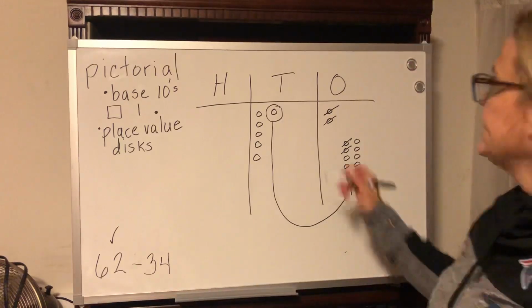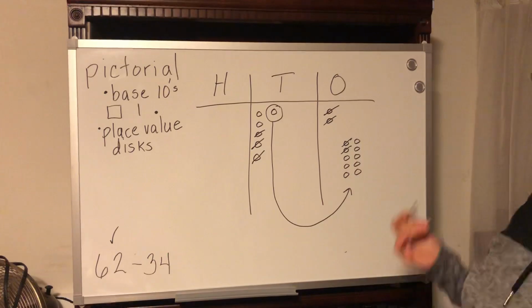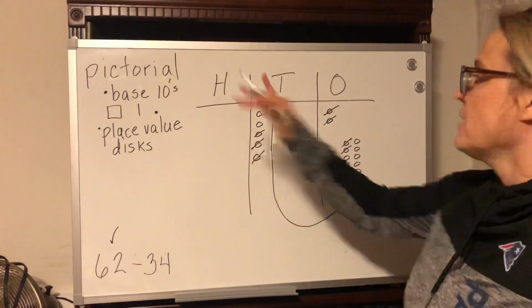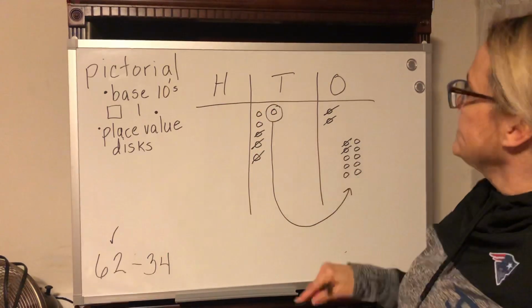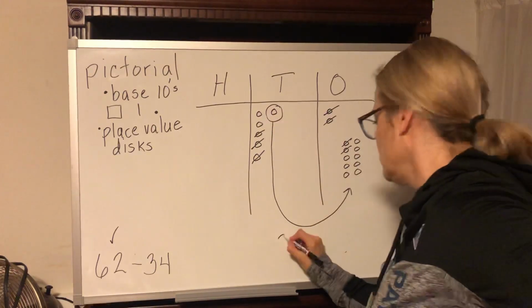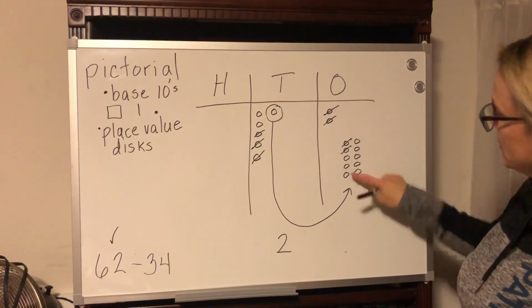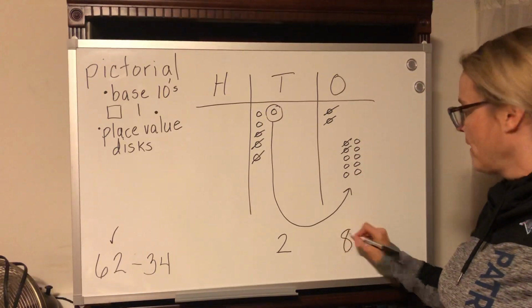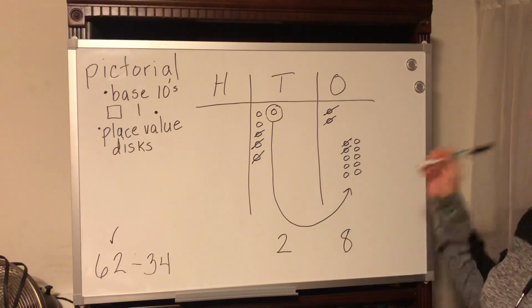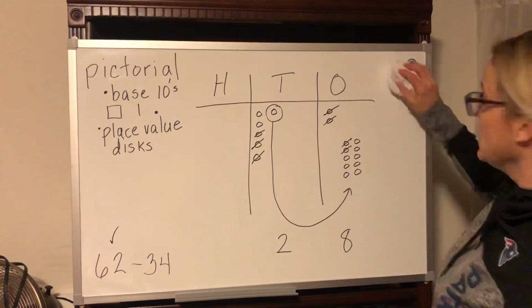And now I'm going to take 3 tens. 1, 2, 3. And now I'm going to count up what I have. I've got nothing in hundreds. In tens, I've got 1, 2 tens. And in ones, I have 5 and 3, 8. And I have 28. So there is how we use the pictorial method of subtracting.